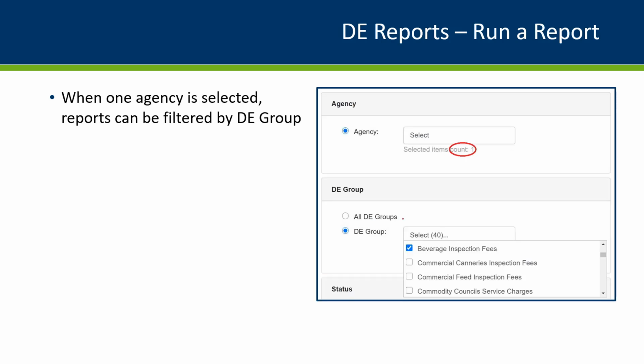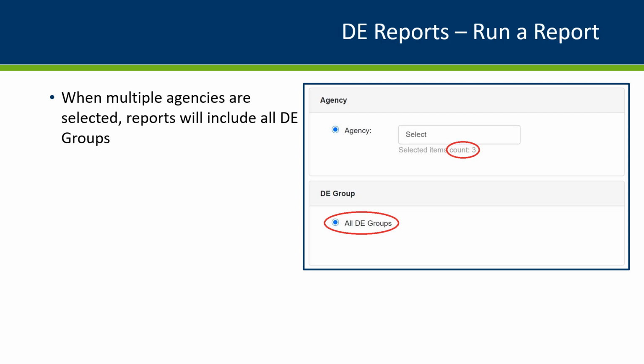If you select one agency, you may also filter the report by DE Group. Select the DE Group radio button to display a drop-down list of the agency's DE groups. When more than one agency is selected, filtering by DE Group is not available, and reports will include all DE groups.